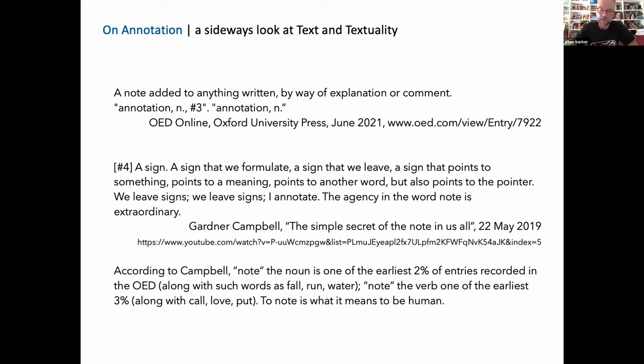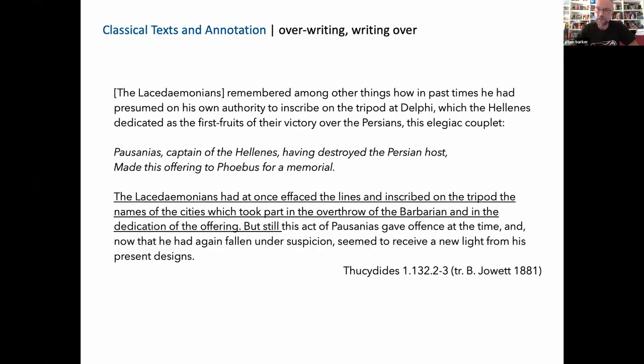So where there have been texts, there have been annotations. And a particularly good example, I think, we find in Thucydides, and it involves a peculiarly fixed type of text, an inscription. This is text 2 on the handout. The Lacedaemonians remembered, among other things, how in past time he had presumed on his own authority to inscribe on the tripod at Delphi, which the Hellenes dedicated as the first fruits of the victory of the Persians, this elegiac couplet. Pausanias, captain of the Hellenes, having destroyed the Persian host, made this offering to Phoebus for a memorial.